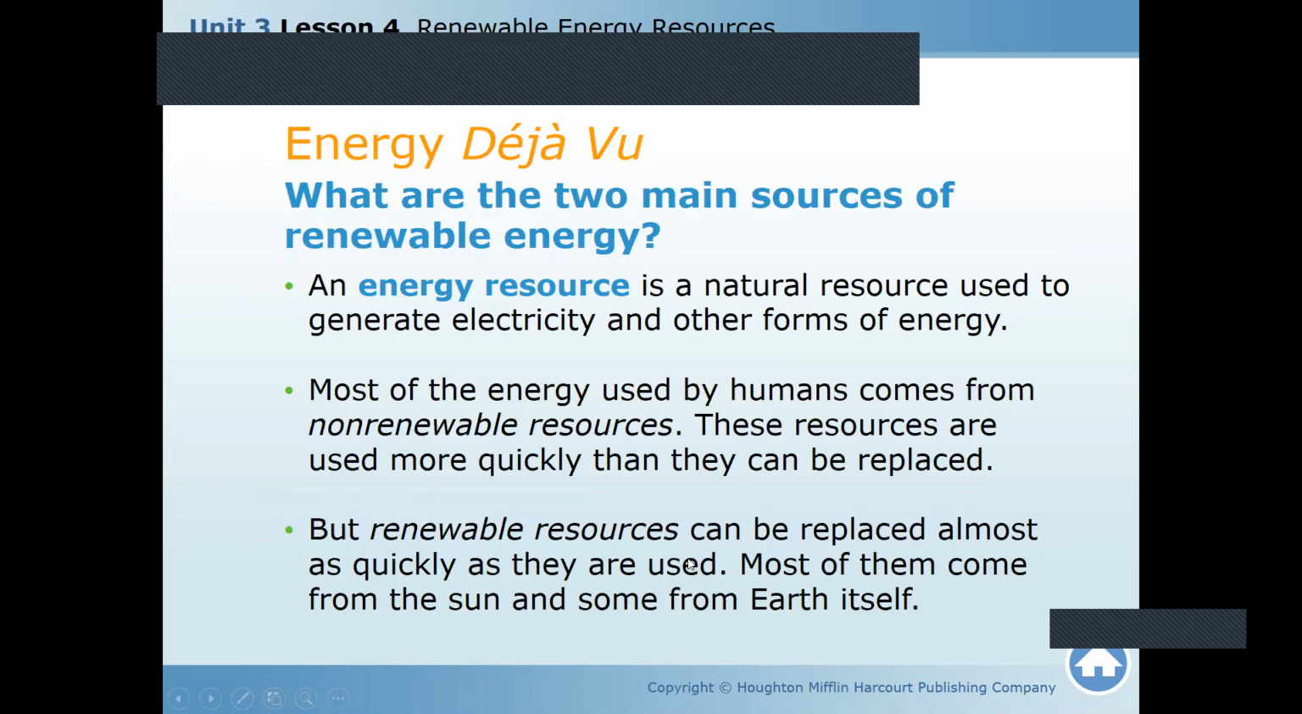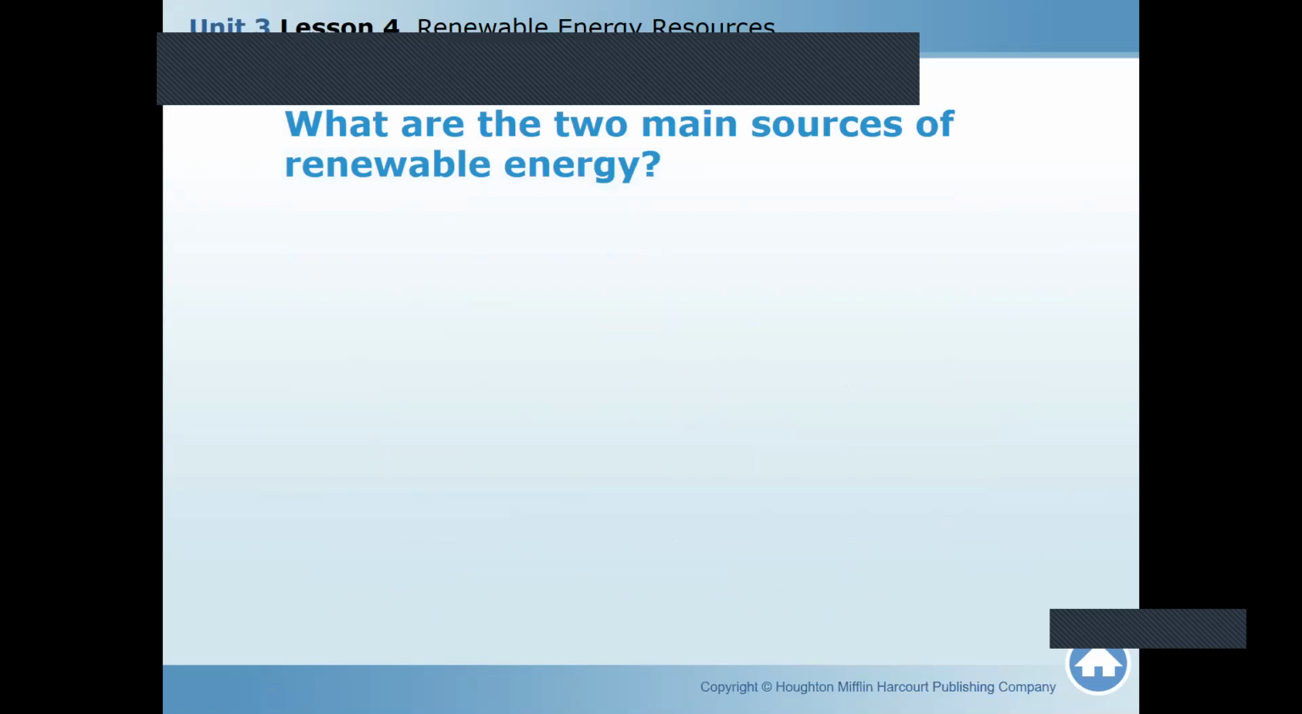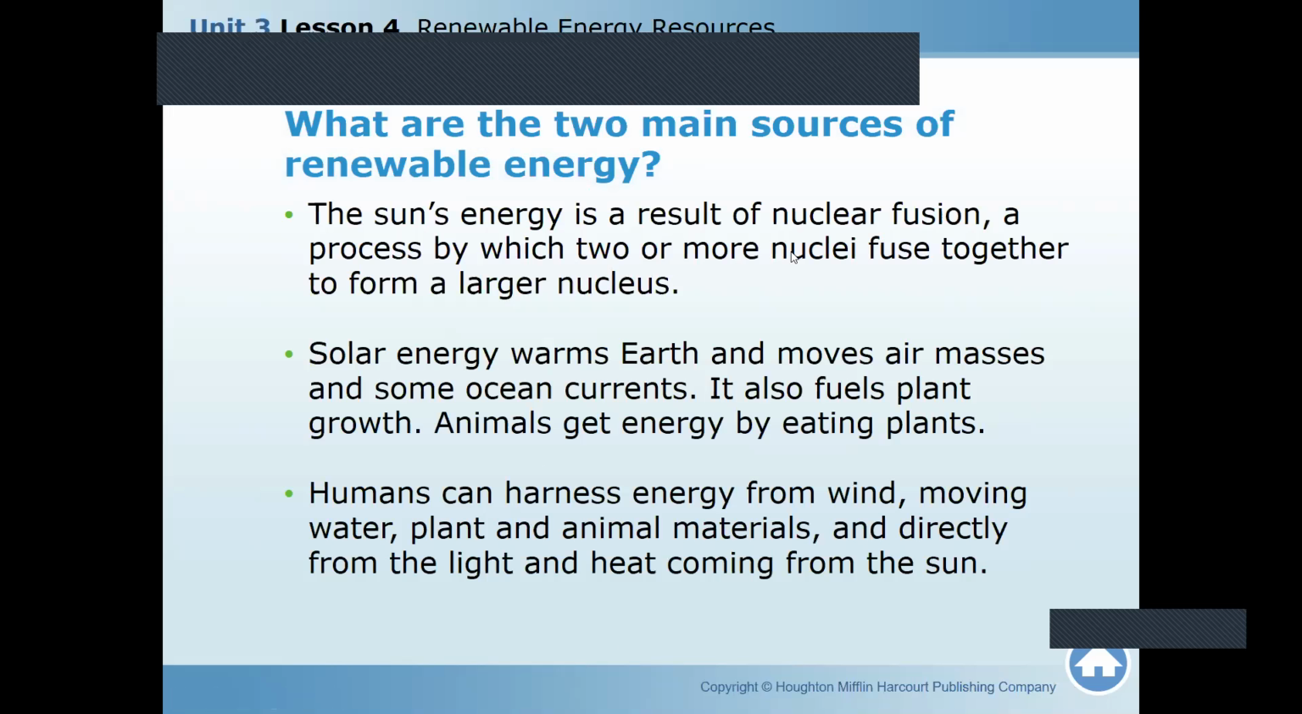Most of the energy used by humans comes from non-renewable resources. Normally, whatever we are using is non-renewable. But renewable resources can be replaced almost as quickly as they are used up. The sun's energy is a result of nuclear fusion. Remember, I showed you the sun and the earth. When I was talking about the sun, I told you how two atoms fuse together, how two or more nuclei fuse together to form a larger nucleus.